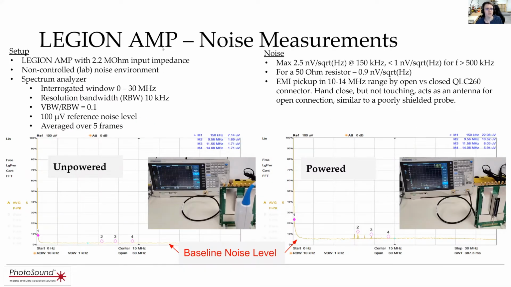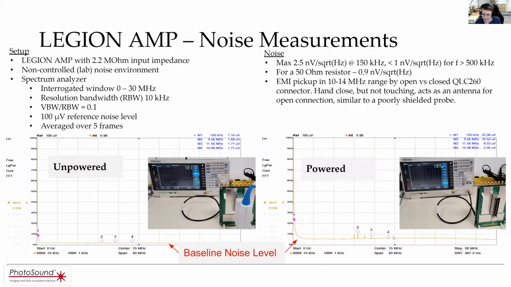Okay, so here we have some noise measurements. This is just a quick demo that we set up. This is just a Legion amp, a modular version for our Legion ADC. On the left, it's totally unpowered, so you have a baseline understanding of what it looks like without any power going through. On the right, you can see the baseline noise level with power through the Legion amp, as well as this test board that we have it connected to.